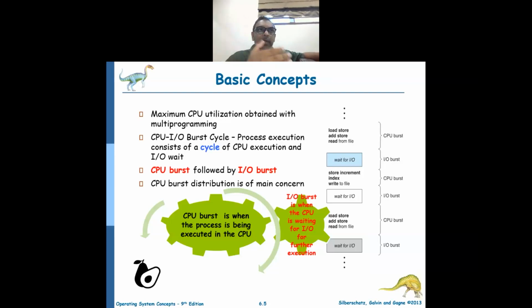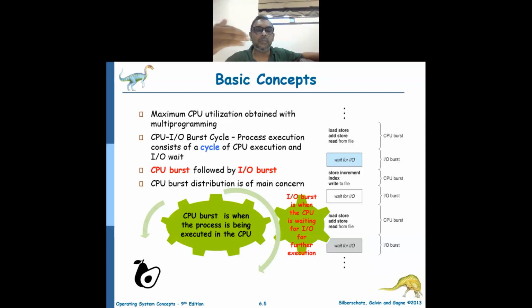So the CPU burst is when the process is inside the CPU, and the I/O burst can be inside the RAM, waiting for something to happen. So each process needs to be scheduled well, either it's CPU or I/O.